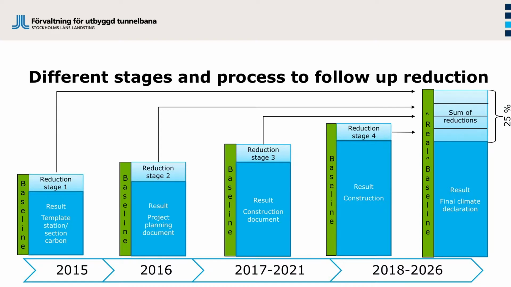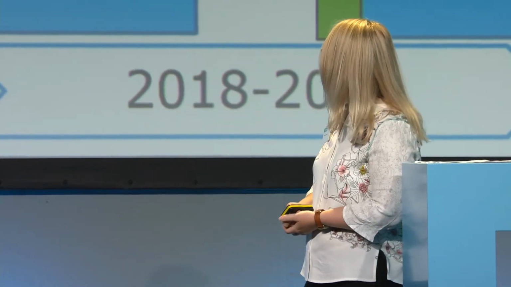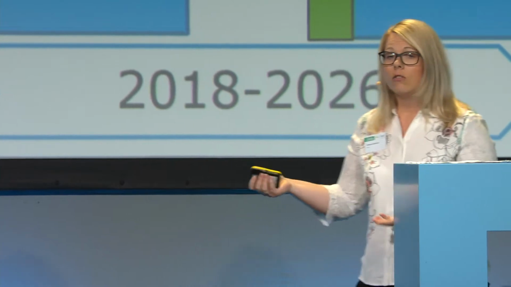And all the blue boxes represent the carbon footprint, and you can see they are increasing for every step. So does this mean we're a failure or what? No, it means we know more and more about the project. We get more and more information about the geotechnical conditions, the reality. The template station was a very early version. So it's up to us to work with this in every step, because it will increase because we are doing more and more detailed design. We're doing more and more detailed construction. So we need to work in every step of the process with these issues. But the overall goal is to end up with 25% reduction in the end.